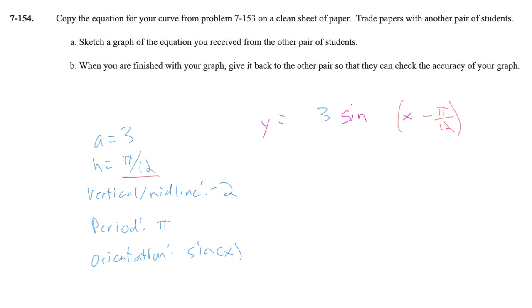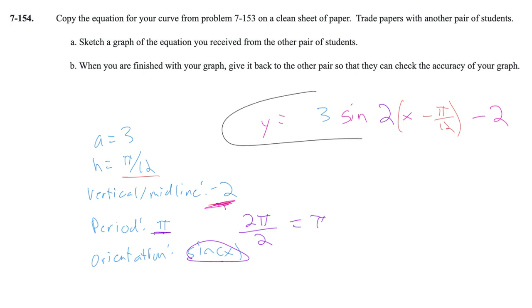That vertical shift is going to be down 2, so that's the k value there. My period is pi, and remember that the standard period is 2 pi, so I need to go twice as fast to make that equal pi. So I need this to be 2 here. And then my orientation was just normal sine of x, which I already went with there. Here would be your equation for my line that I just did.